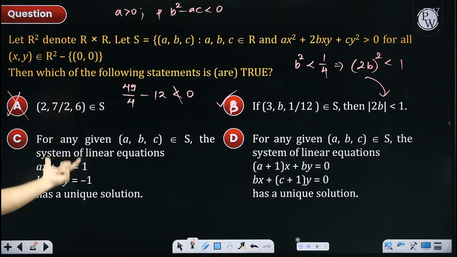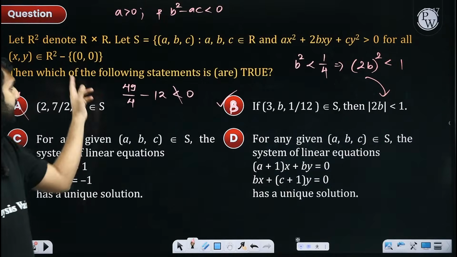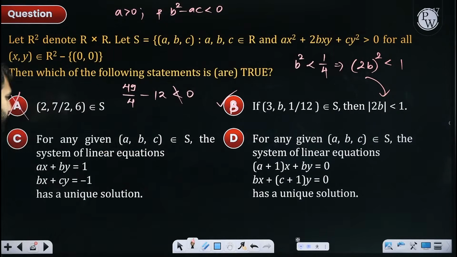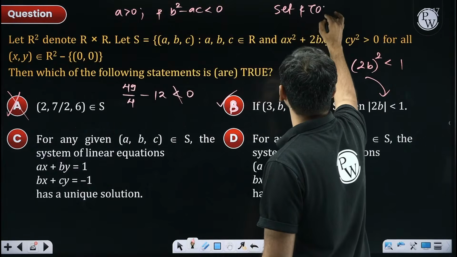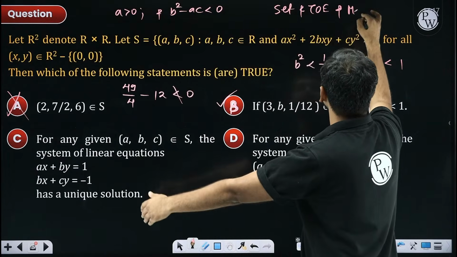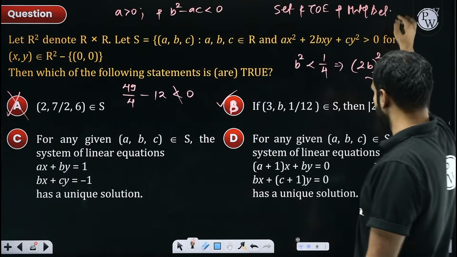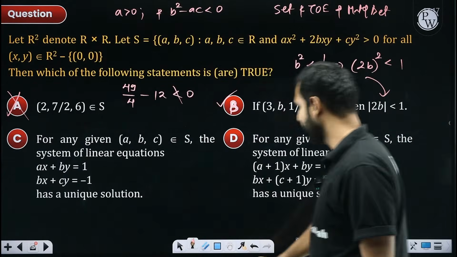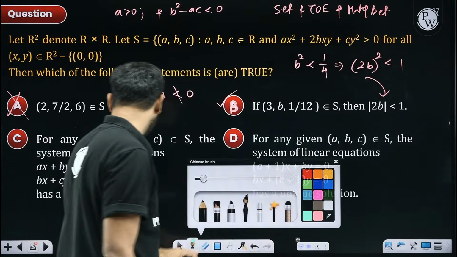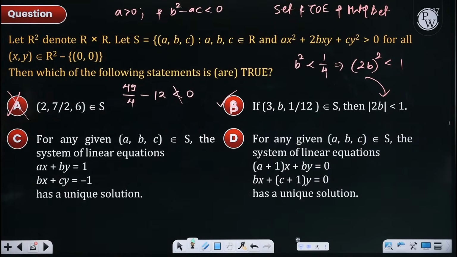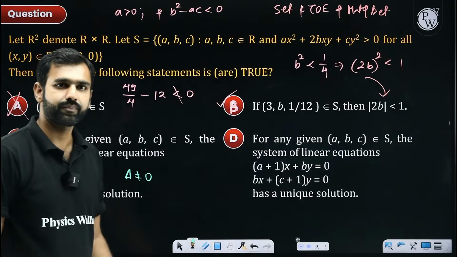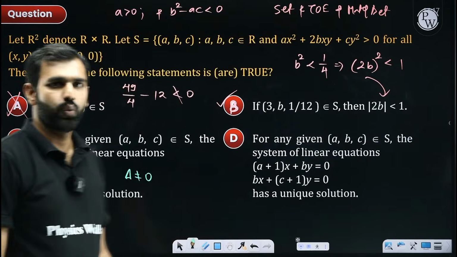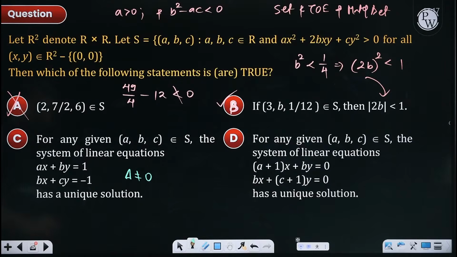Now let's talk about option C. For any given triplet ABC which belongs to this set S, the system of linear equations... this is not just a question on sets. This is a question of theory of equations, a question of matrices and determinants. And maybe with option D, we could explore something else as well. But right now with option C, let me talk about this part here. System of equations has a unique solution. So for a unique solution, I hope you understand, delta should not be 0.